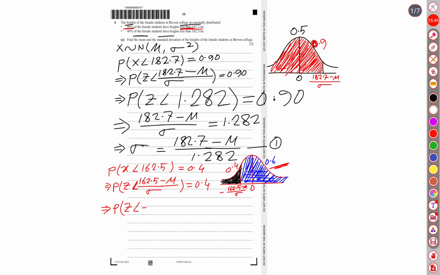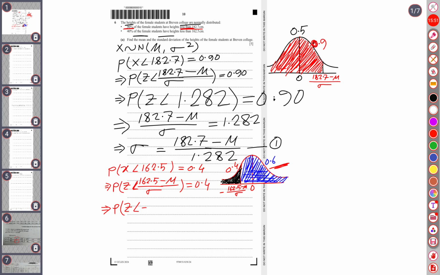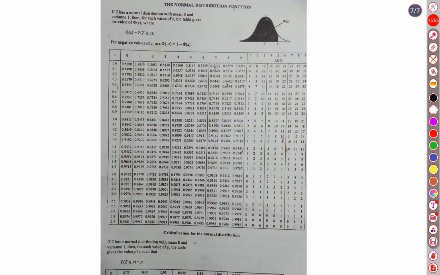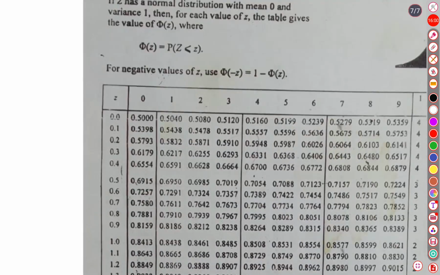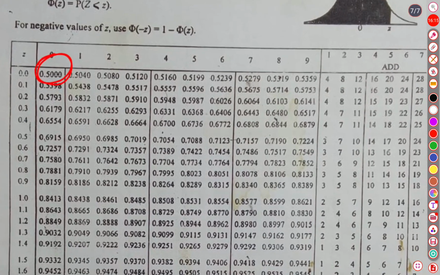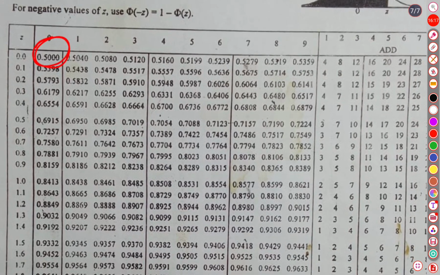None of the probabilities given in the distribution table is less than 0.5. If you see, the first probability is 0.5, so all the probabilities are larger than 0.5. That's why we have chosen the greater part, that is, 0.6 is our probability. Now let's see whether there is 0.6 or not.